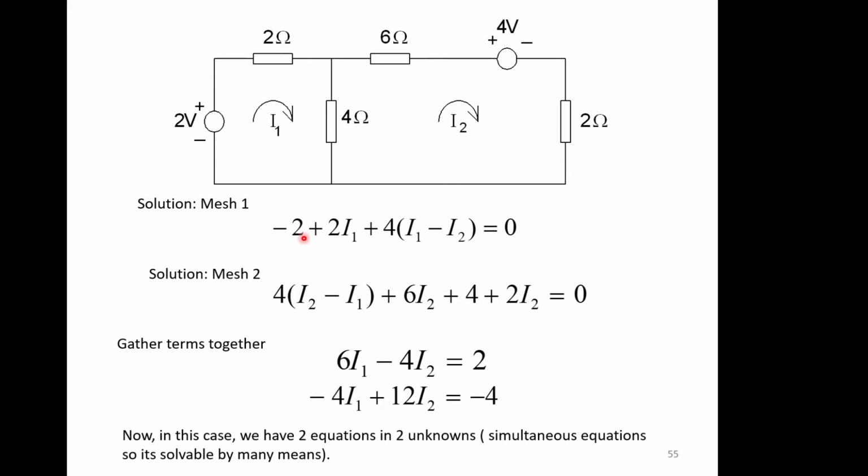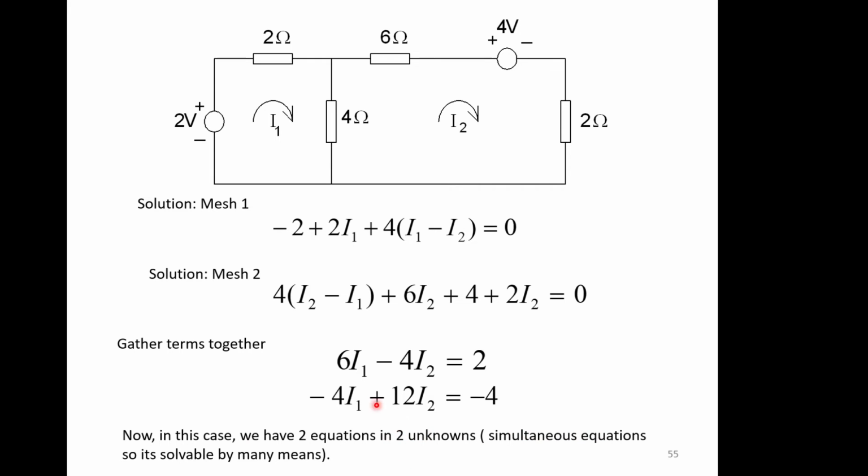Well, it isn't, is it? It's -2 here and it's 4 here. Yeah. Right, so we've got two equations in two unknowns. They are two simultaneous equations, so we can solve them.